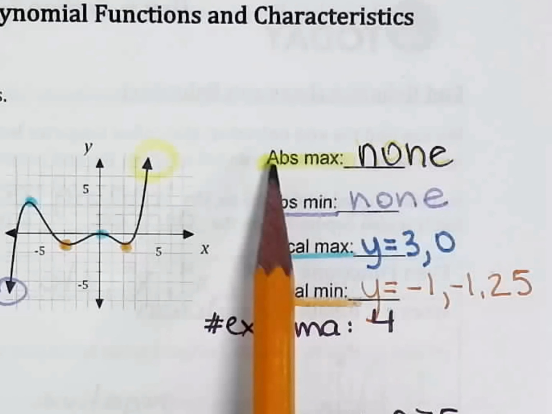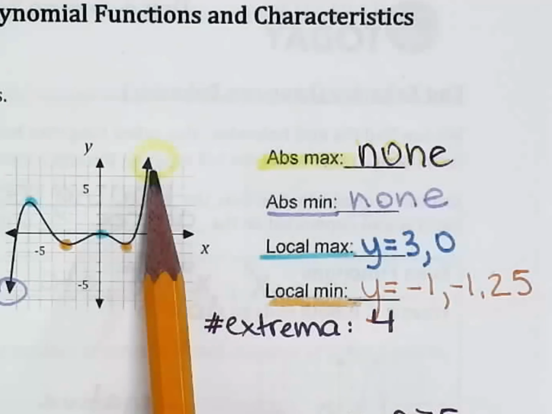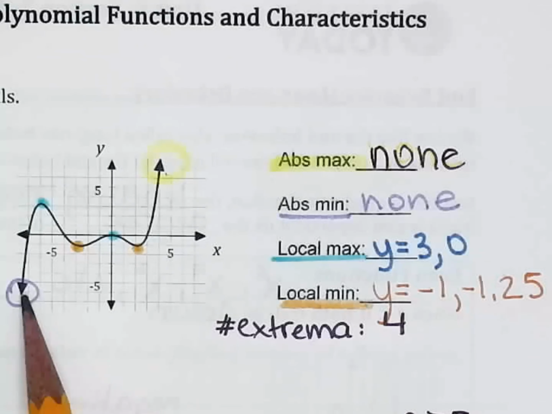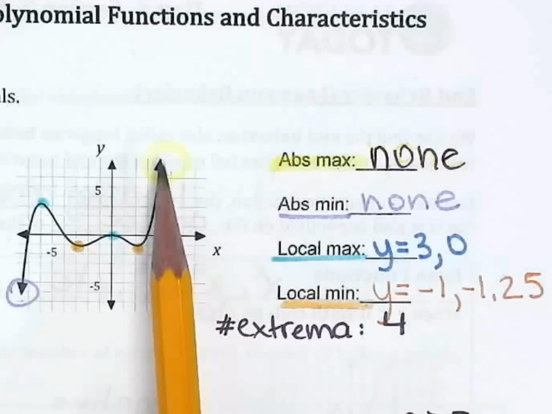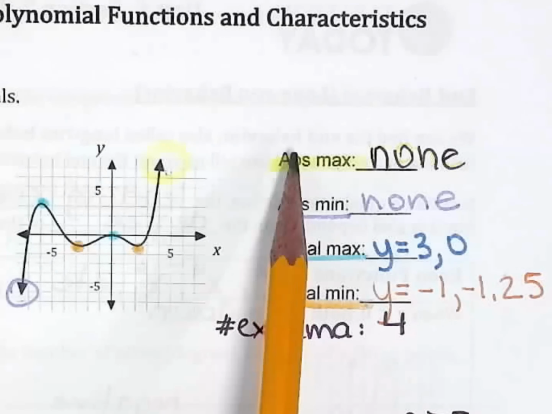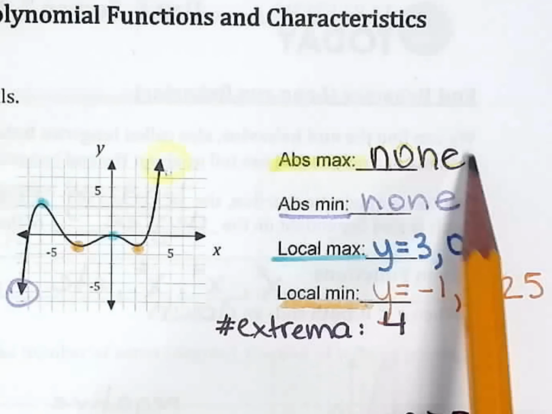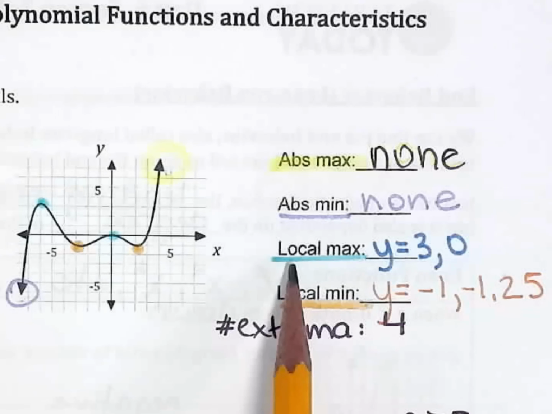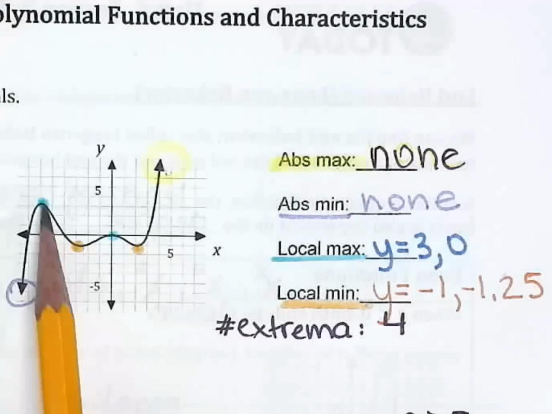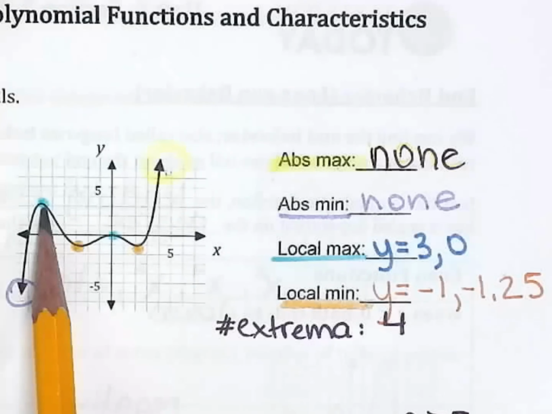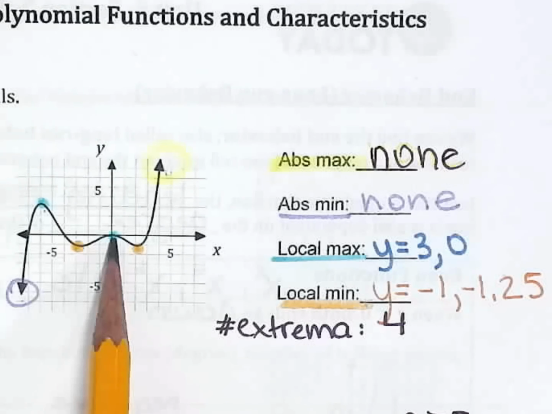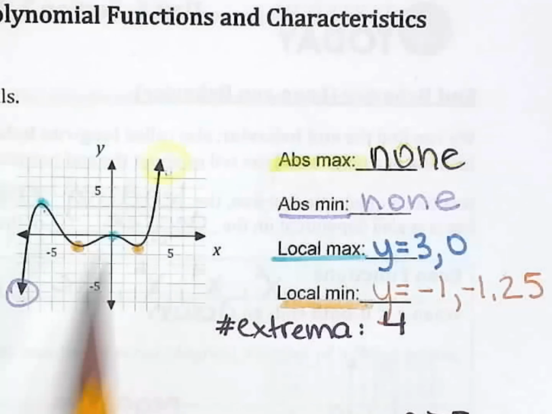Okay, the next one, absolute maximum. We don't have an absolute maximum or absolute minimum because they keep going. That indicates that it keeps on going, so we don't have the absolute maximum or minimum. So none for both of them. Local maximum, we're going to have 2 in this case, this guy and this guy. This one is about 3 and this one is about 0. It's pretty close to 0.